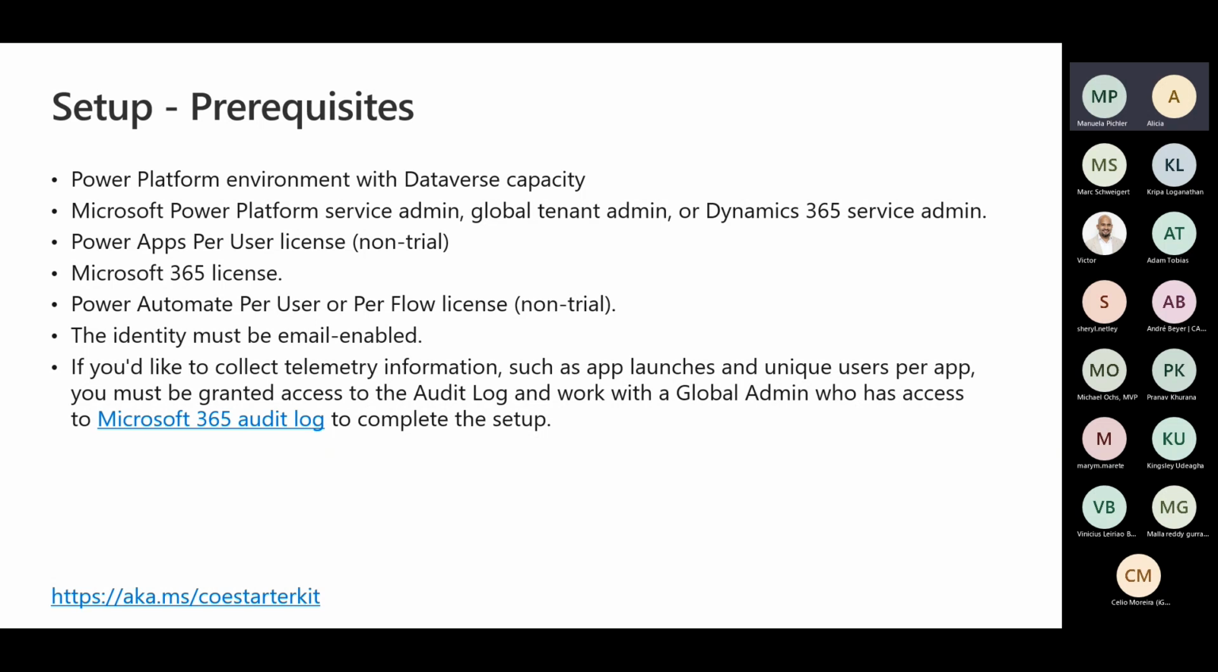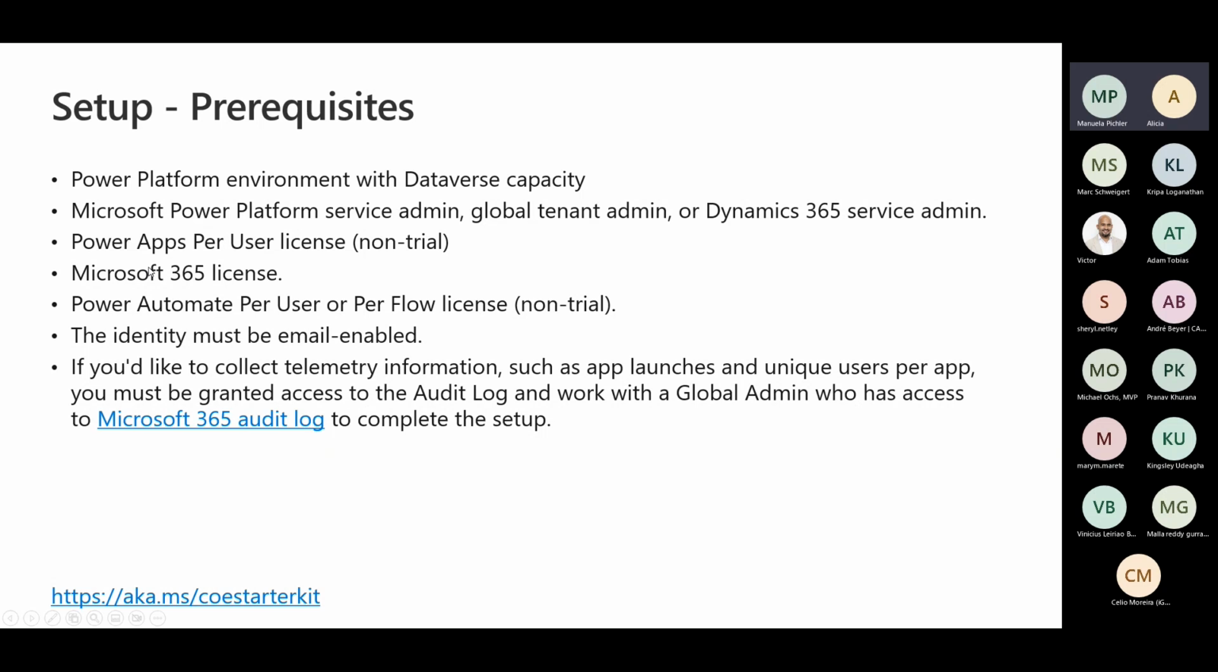We use email and Teams, so you need to have a Microsoft 365 license for the account so that they can send emails and post adaptive cards to Teams. And because we're using premium connectors such as Dataverse, but also the HTTP for Azure AD connector, that requires a Power Apps per user license and a Power Automate per user license as well. And they can't be trial licenses due to some of the pagination limits that a trial license has.